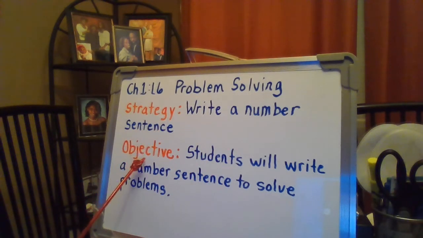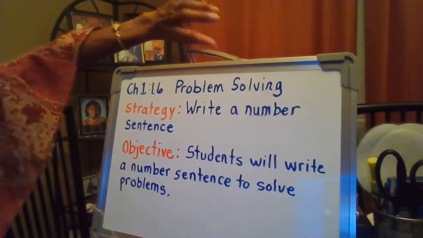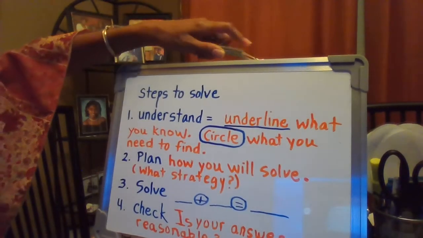And our objectives, this means at the end of today's lesson, this is what you should be able to know how to do. You should be able to write a number sentence to solve problems. So students will write a number sentence to solve problems. Okay, so I'm going to turn this around and tell you about the steps.